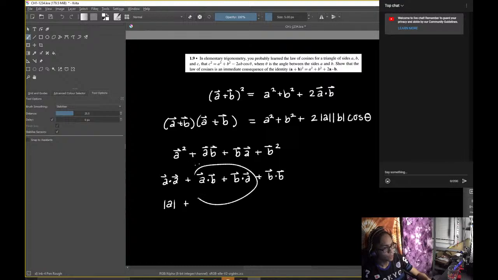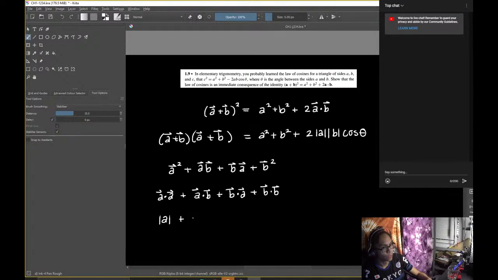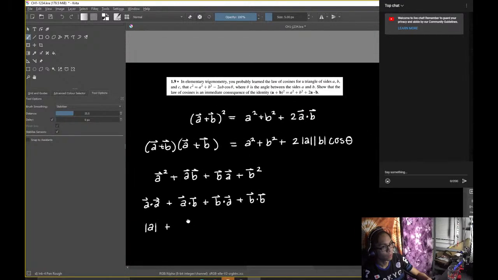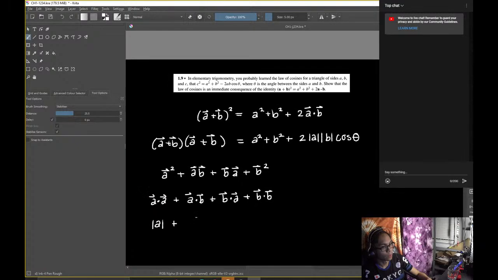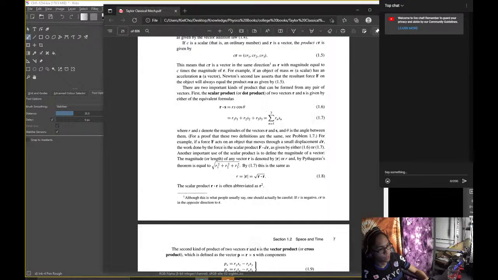A dot B. This should be the same. No, wait. They should cancel each other out. Okay, let me take a look at this. How do I prove this? 2AB. How do I prove this thing? Wait a minute, why is there a negative there? Oh yeah, there's always been a negative there. Ah, my god. Man. It's basically B. Let me check again. Squared.